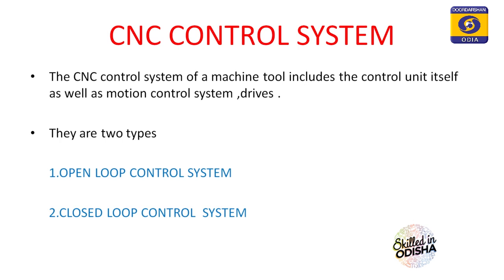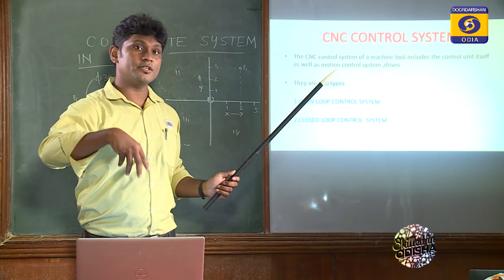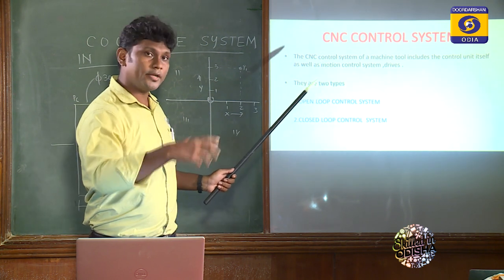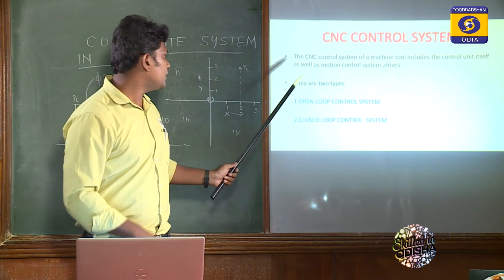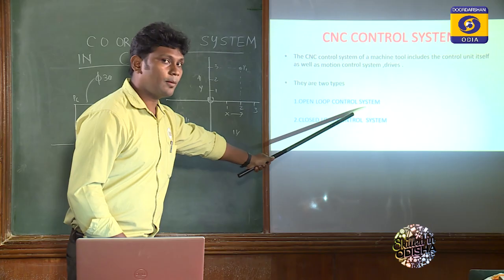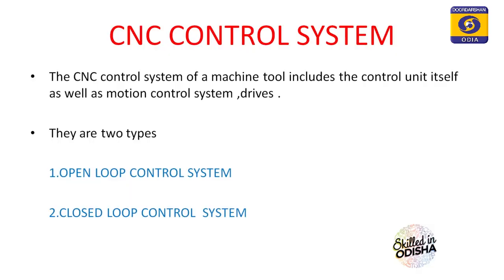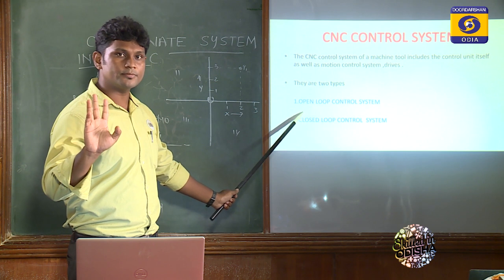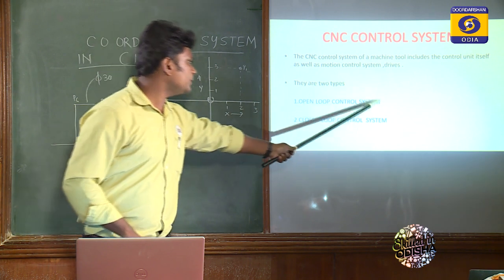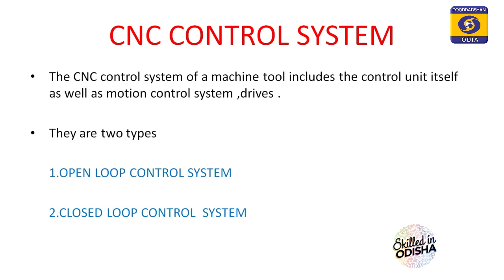The control of the CNC machine is done in two ways. Before the CNC machine was developed, the NC machine had a vital role in the industries. In the NC machine we use the open loop control system. But in the CNC machine we basically use the closed loop control system. So the CNC control system uses two types of control systems: open loop control system and closed loop control system. Nowadays the open loop control system is obsolete. We are only using the closed loop control system, and why, we are going to see now.